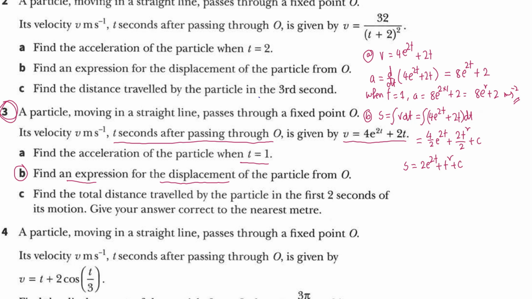It is the same as question number 2. It was written, t seconds after passing through O. It means that at t equals 0, its displacement was 0 as well, because it passes through O, and that is the starting point. So we can put this value here to get our value of c.